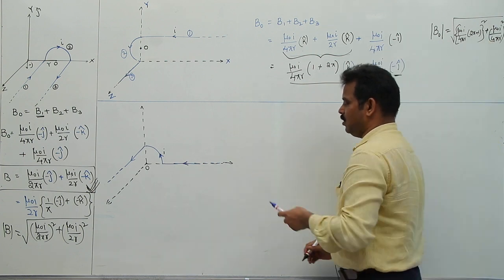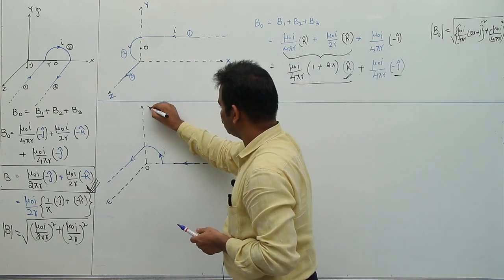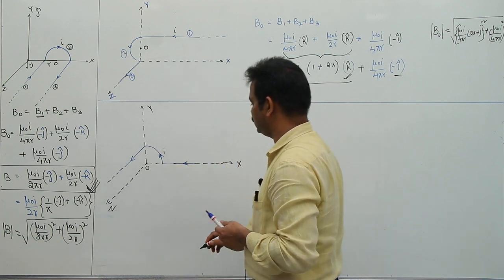Now see the third one. So this is x-axis, y-axis, z-axis.